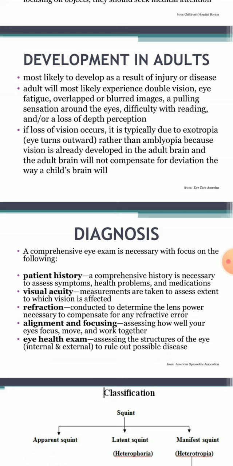Diagnosis: a comprehensive eye exam is necessary. We focus on the following. A comprehensive history is necessary to assess symptoms, health problems and medications. Acuity: visual acuity measurements are taken to assess the extent to which vision is affected. Refraction is conducted to determine the lens power necessary to compensate for any refractive error. Alignment and focusing assess how well your eyes focus, move and work together. Eye health exam assesses the structure of the eye, internal and external, to rule out possible disease.